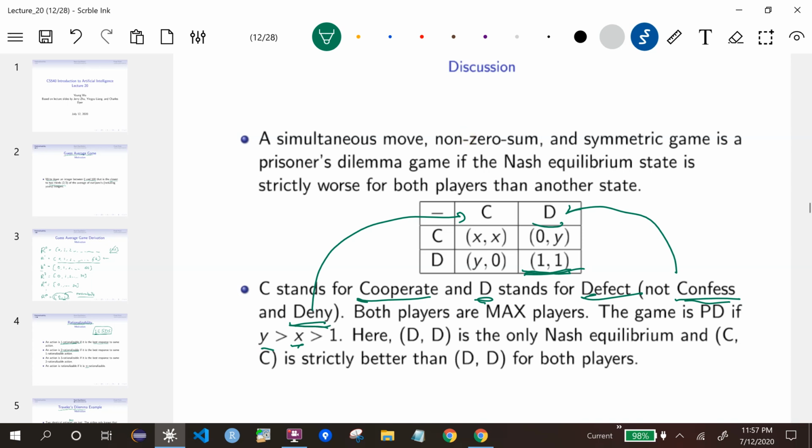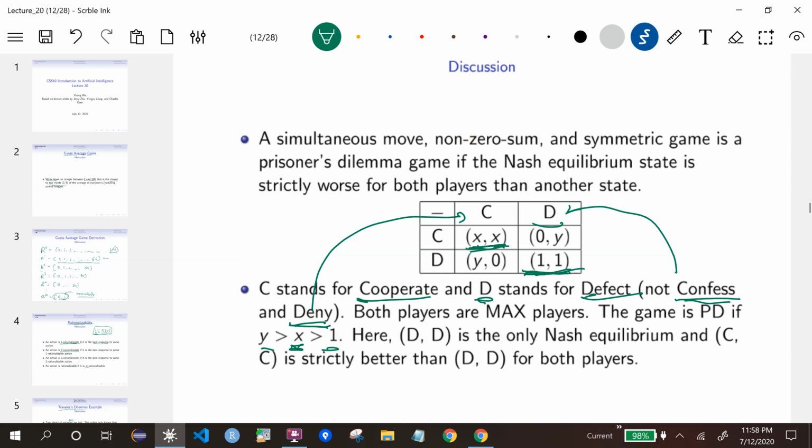And if both of them deny, and as I said, there is no evidence, so they will be put into prison for, say, fewer years, then they are happier. So x is larger than 1. So basically they prefer both of them denying compared to both of them confessing.